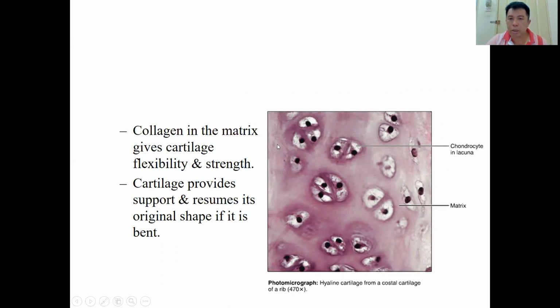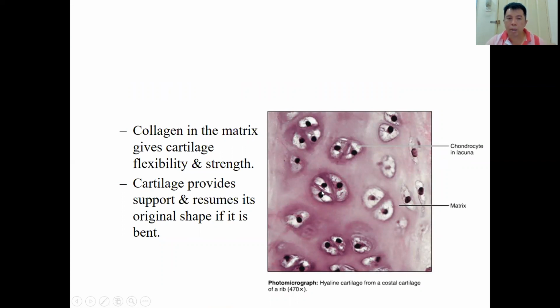So that means they consist of a lot of collagen. This is the cell, and the cell is found in a lacuna. Here is one lacuna with one cell. Here is one lacuna with two cells.